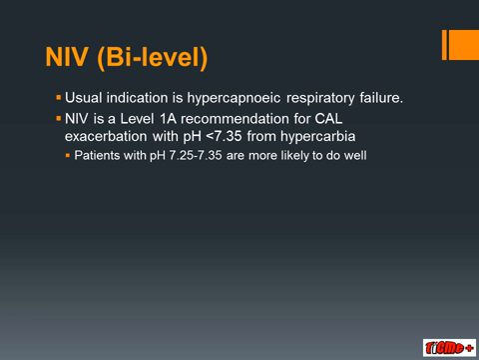So, bi-level non-invasive ventilation. The usual indication is hypercapnic respiratory failure. In fact, NIV is a level 1A recommendation for COPD exacerbation with a pH of less than 7.35 from hypercarbia. It's important to remember that the patient who comes in with a mild respiratory acidosis, i.e. 7.25 to 7.35, is more likely to do well. So instead of thinking of NIV as your fallback option for the very unwell patient, it's important to consider its use early in the patient who's mild to moderately unwell.